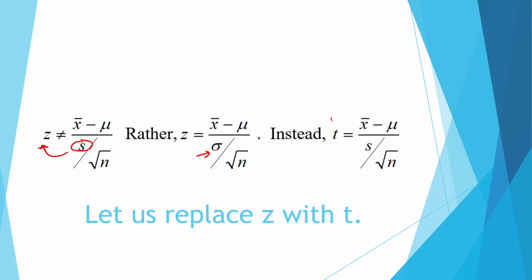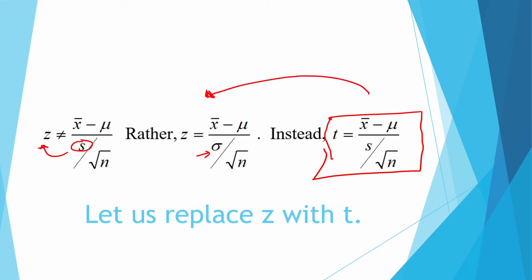Instead, we'll create a new distribution called the student's t distribution. We have x bar minus mu divided by s over the square root of n. And this t distribution is very similar to the z distribution. It is very, very close. And if n is really large, the approximation of t is extremely close to that of z.